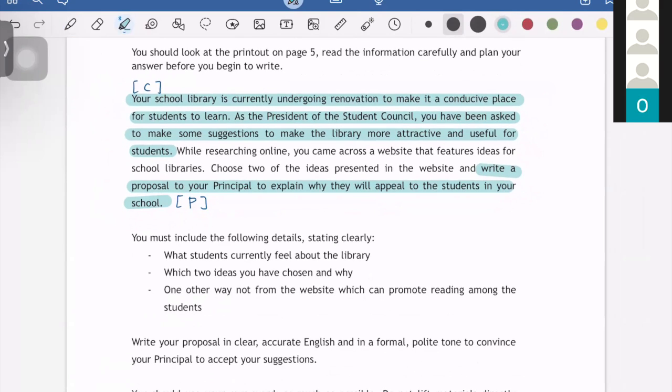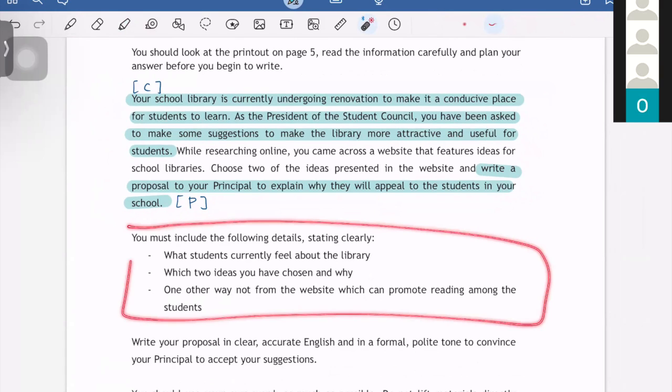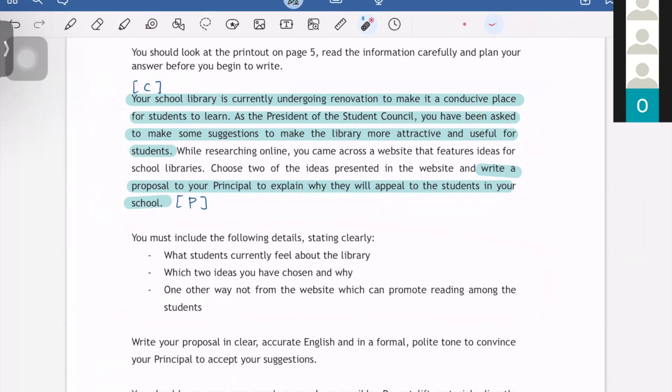Next part, you have your points here. These are your task fulfillments. For task fulfillments, I like to tell students to break it up into parts. So what I mean is, for example, first part, what students currently feel about the library. This is your task fulfillment 1. So you're just going to be talking about 1 point only for this.